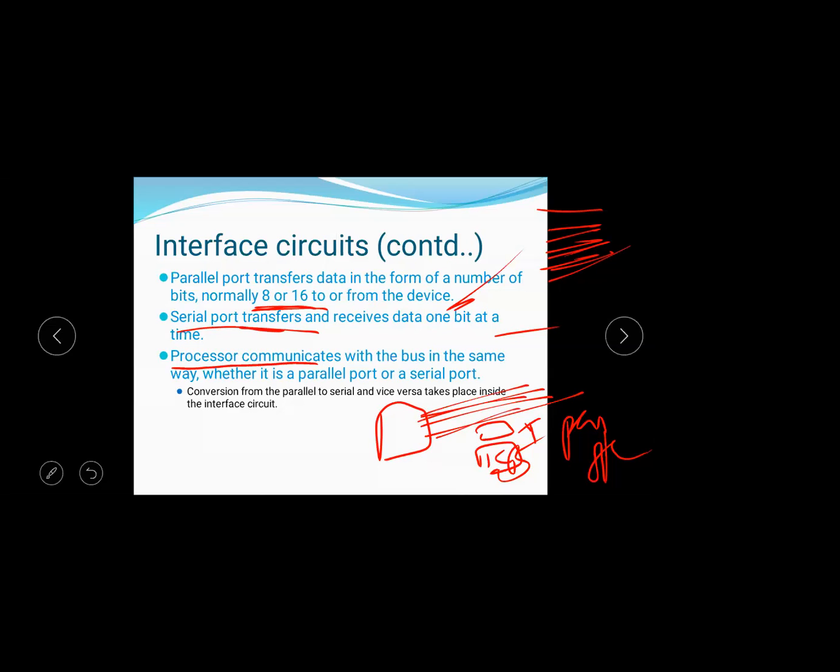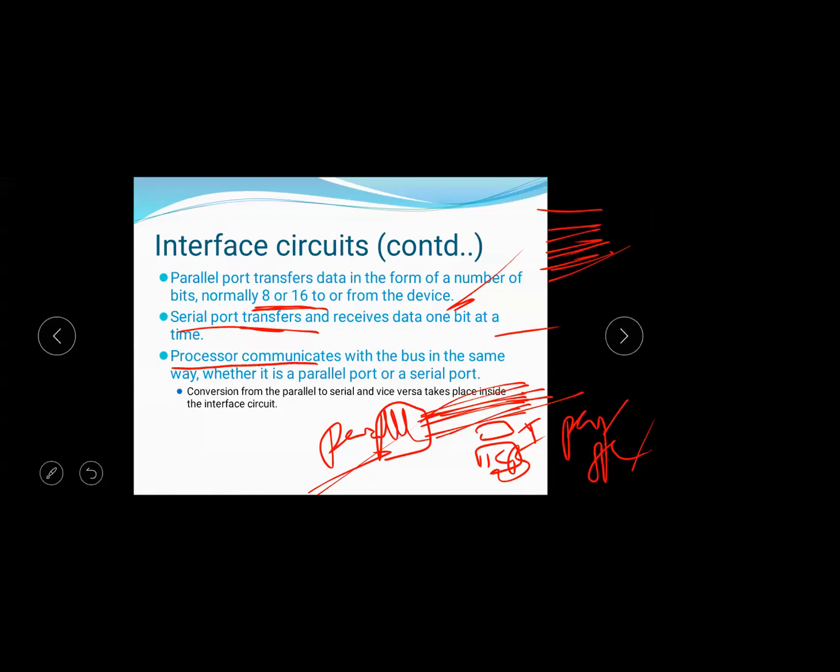The processor communicates with the bus lines in the same way, whether it is parallel port or serial port. The data is transmitted and received from the bus lines to the processor through parallel only. At a time the data is received by the processor. Conversion from serial to parallel and parallel to serial takes place inside the interface circuit.